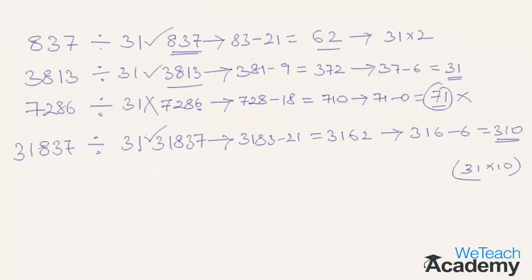So here we can say that to check whether a number is exactly divisible by 31, subtract 3 times the last digit from the remaining number. If the result is divisible by 31, then so was the original number.